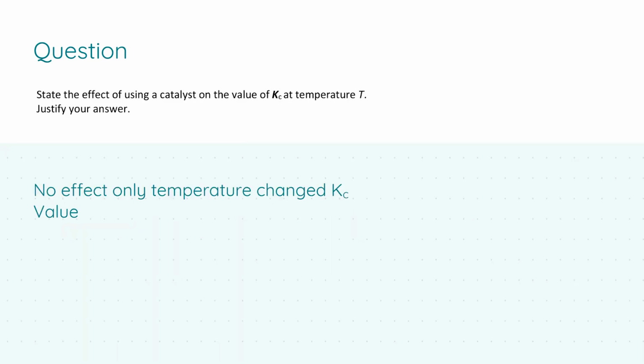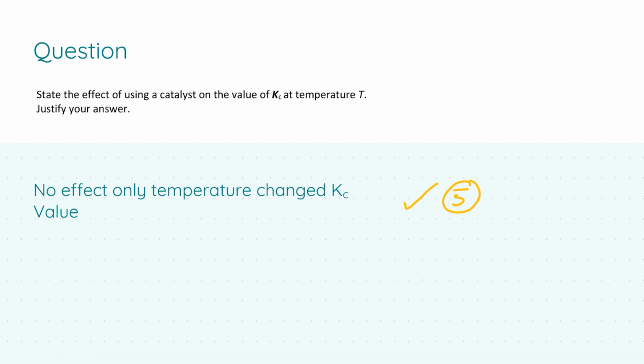And then the final part of this question: state the effect of using a catalyst on the value of Kc at temperature T. As we said earlier, the value of Kc can only be changed by temperature. In this case, the catalyst can only increase or decrease the rate. It only changes the rate. It has no effect on the Kc. And then finally, for this one, you received 5 marks.